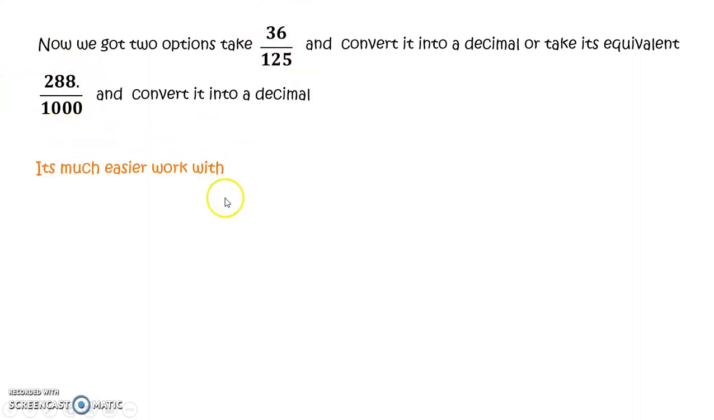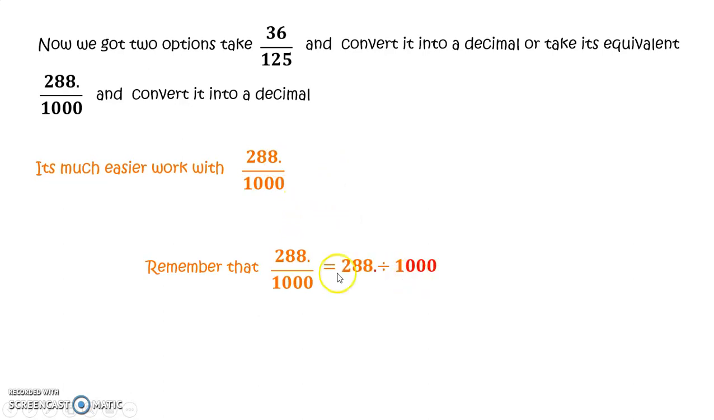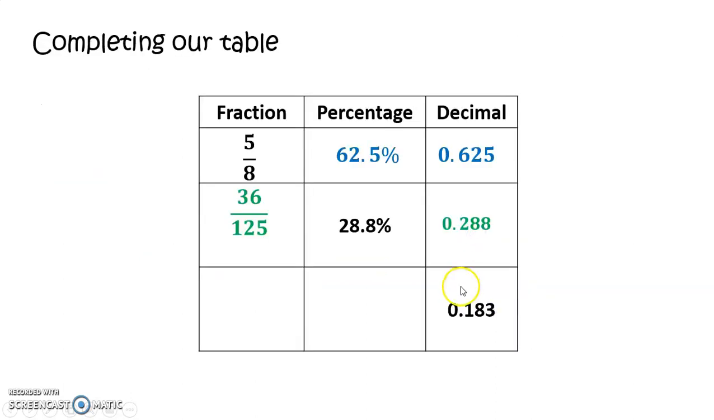So we're going to take 288 over 1000. I place the point in here to remind you that in the division that we have, this is equivalent to the division, the point is going to move to the left as many times as zeros the power of 10 has. So in this case, it's going to move 3 times. So we get 0.288. So we go to our table and we complete this part, and we're almost finishing our table.